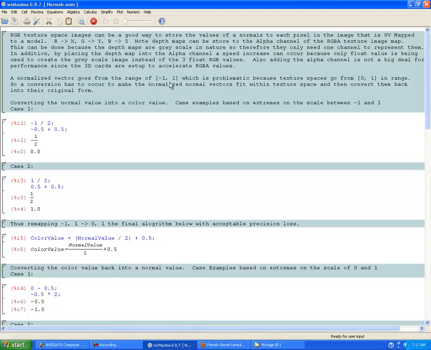Okay, so here's something we need to do. First off, we talked about what we have a problem with. Our normal vectors don't fit within the space. Well, that's a bit of a problem, right? Because we need to go from -1 to 1 for our normals, but we only have to work with 0 to 1. So we are going to lose a little bit of precision, but it's very little precision. It's not enough to lose sleep over by any stretch of the imagination.